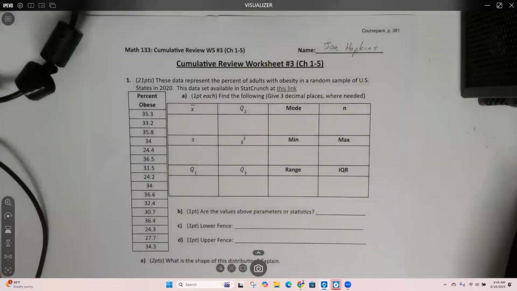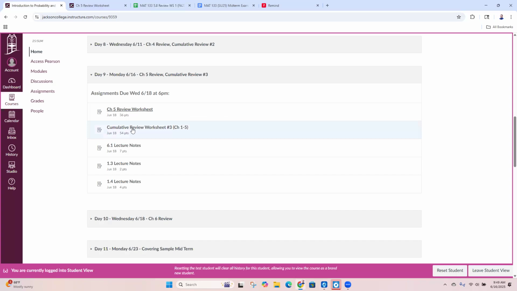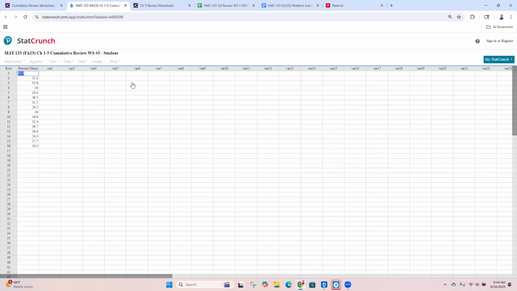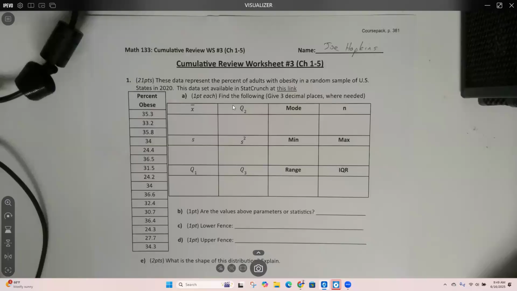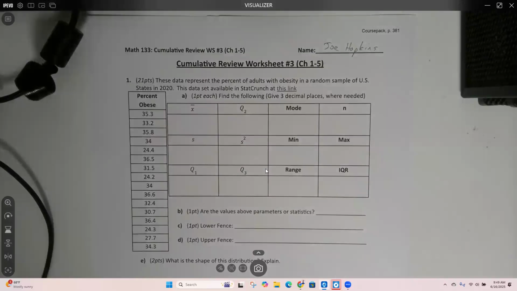So if I go to Canvas and I click on the cumulative review worksheet, number 3, there'll be a link to the data set in StatCrunch. So make sure you sign in, and then you'll be able to do your summary stats column, right? So that you can get all of these numbers filled in very quickly. So you don't have to sit here and do the formulas. We're not doing that.